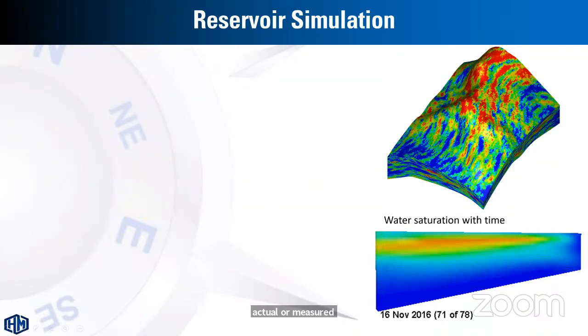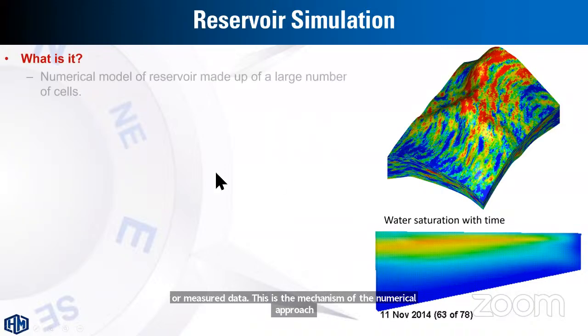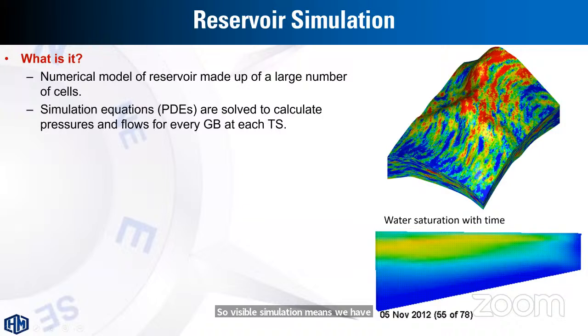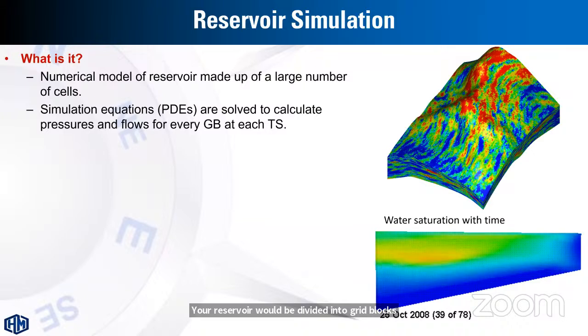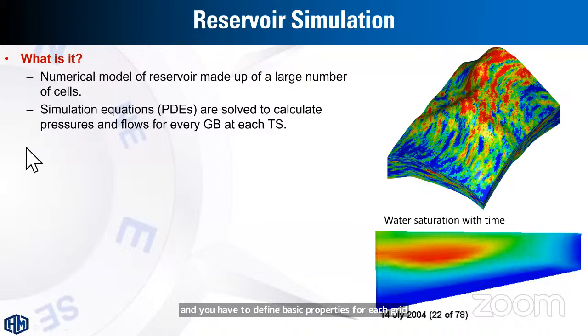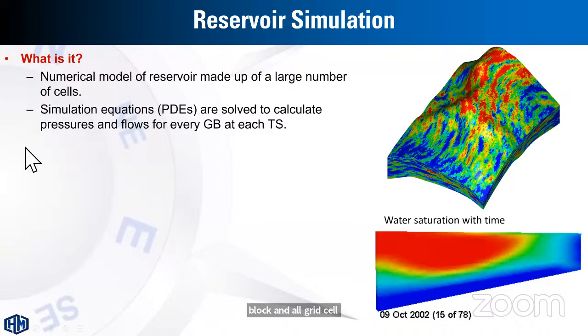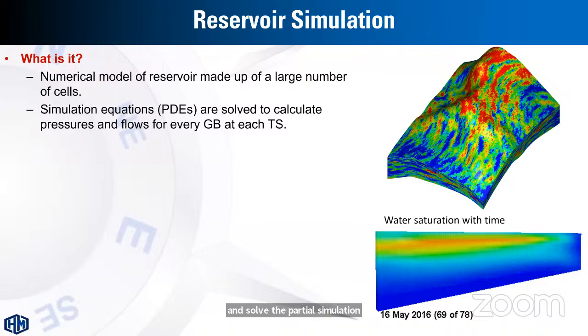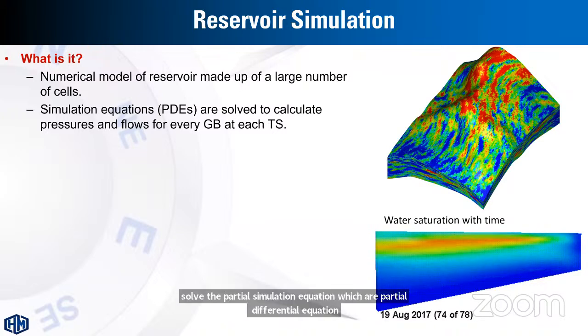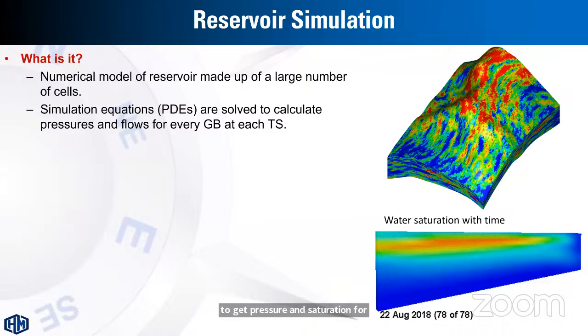So reservoir simulation means your reservoir will be divided into grid blocks or grid cells, and you have to define basic properties for each grid block or grid cell, and solve the simulation equations, which are partial differential equations, to get pressure and saturation for each grid block at every time step. So you can monitor change in saturation versus time, change in pressure versus time, and so on. And also you can optimize your depletion strategy.